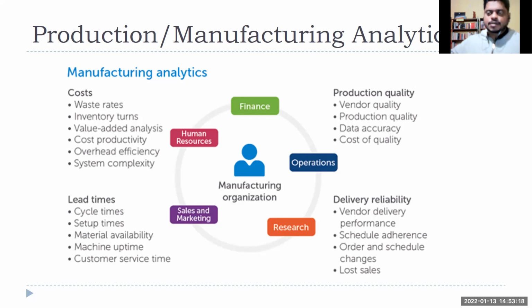Either I should take certain actions against the vendor or do certain preventive actions. In case there is a delay, what to do? What kind of backup do I have? Schedule adherence, order and schedule changes, lost sales, right? Lost sales generally happens due to backorder.